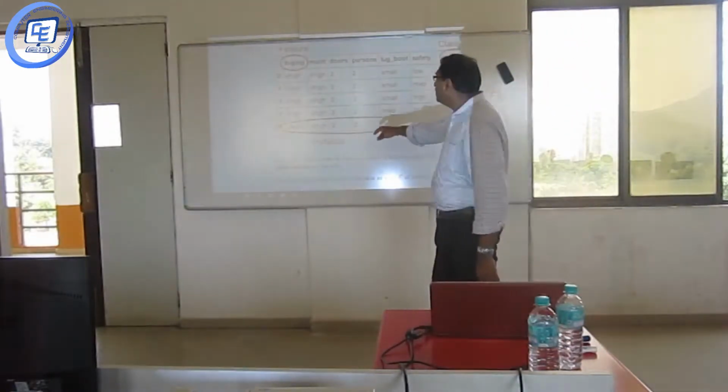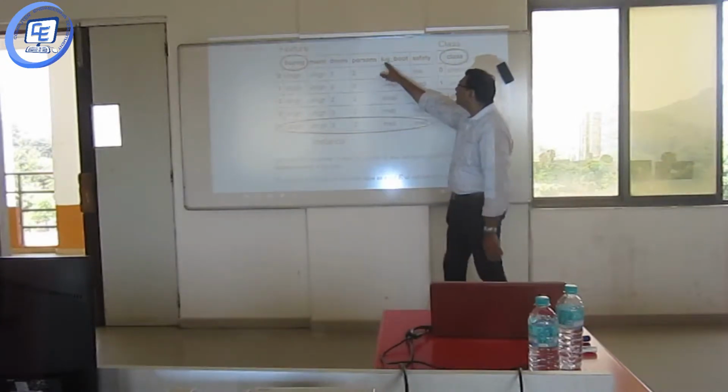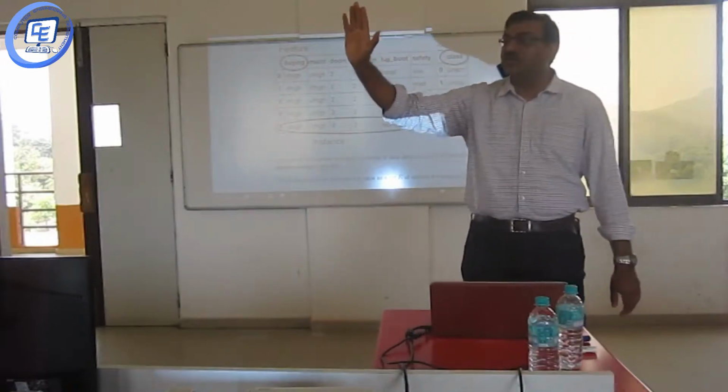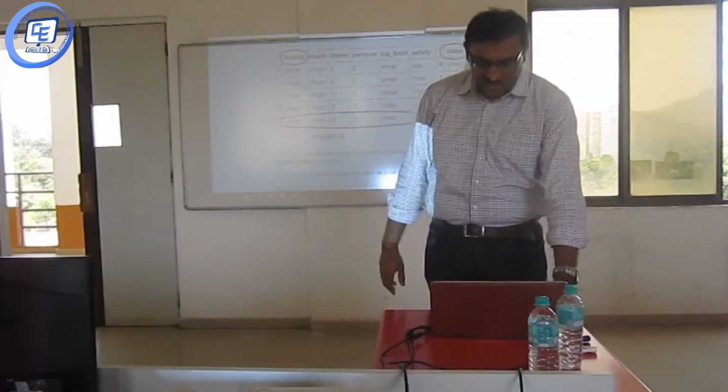And how many features are there in this case? 1, 2, 3, 4, 5, 6. Six dimensions are there. Six attributes are there. Okay, so that is called the dimensionality of the data.